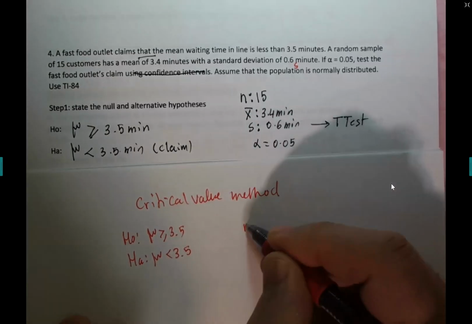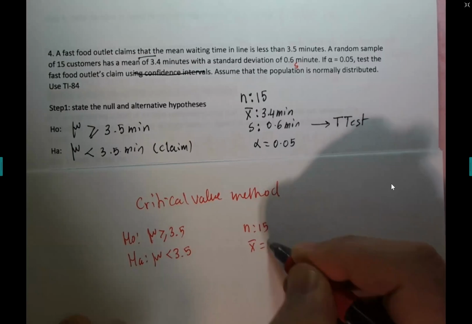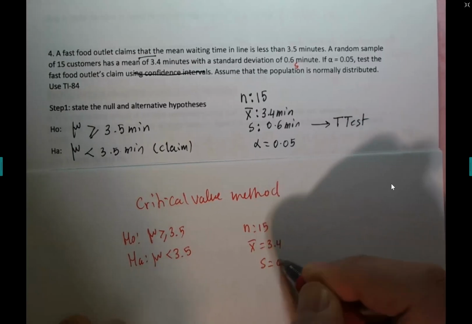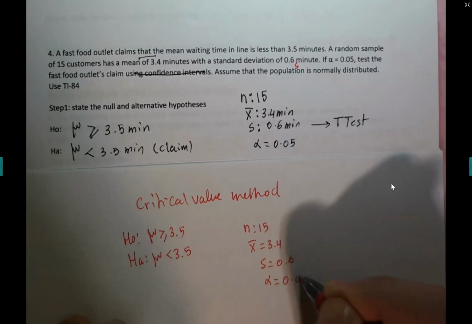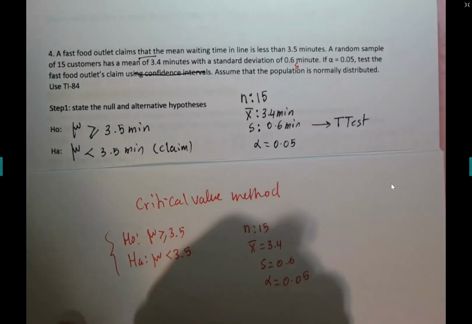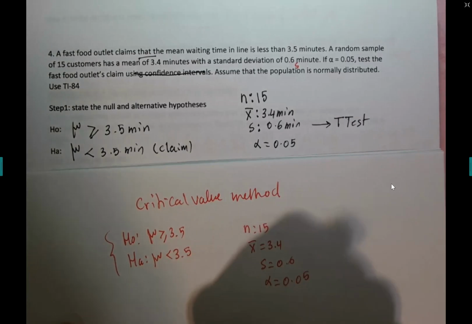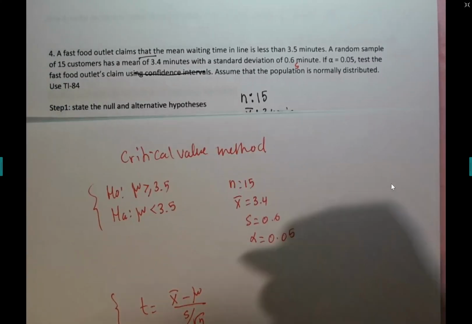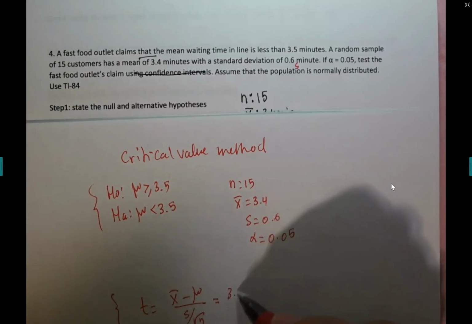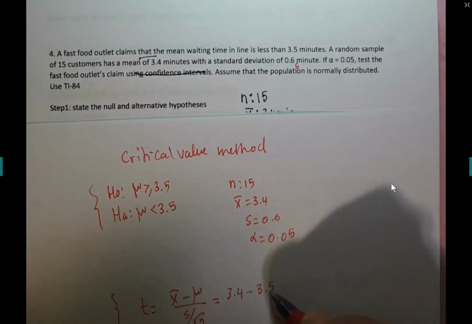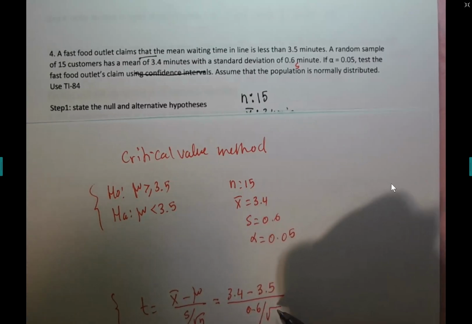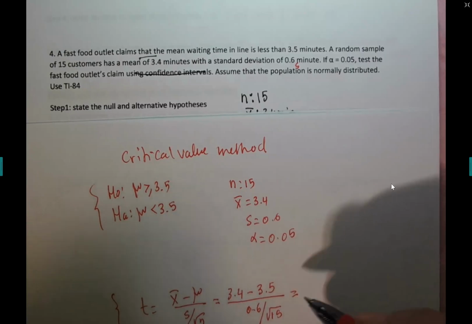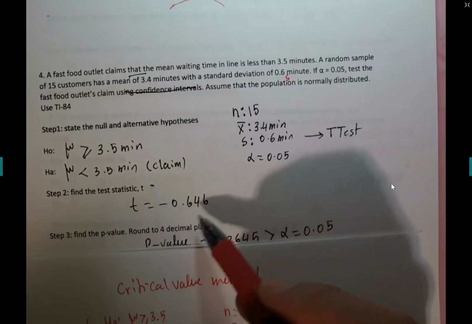We have n is 15. We have x bar to be 3.4. We have s to be 0.6. And we have alpha to be 0.05. The next step is to find the test statistic t, which has this formula, guys. You could still run the t-test and find t using the calculator, but to do it by hand, it will be 3.4 minus the mean, which is 3.5, divided by s, which is 0.6 over square root of n, which is 15. And we've done it using the calculator already, guys. I have it: negative 0.646.